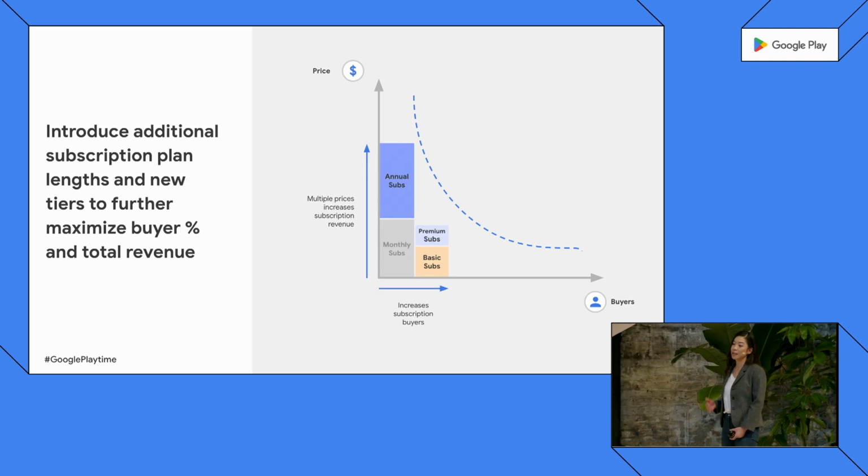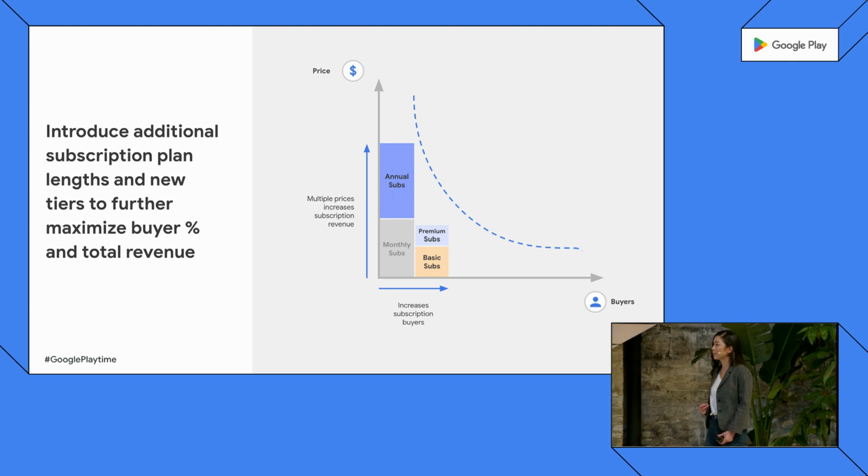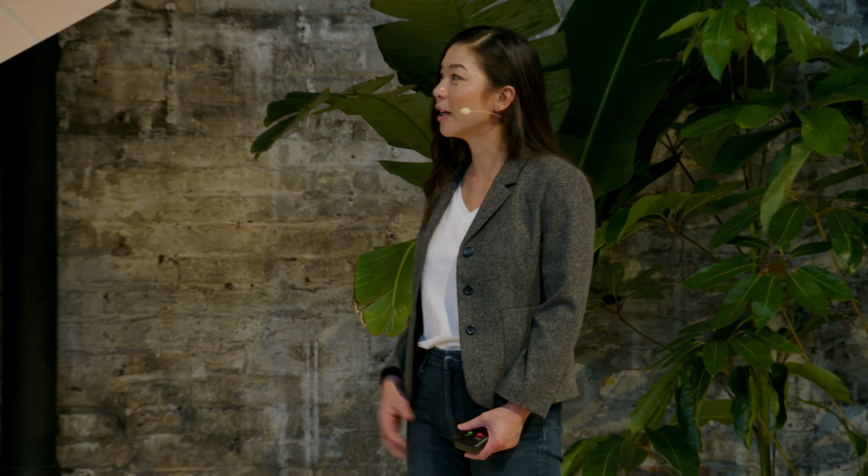So you can boost the number of buyers and total revenue by introducing new access tiers, adding multiple subscription lanes at various price points. This actually may be current state for many of you, but should we stop here? Or is there an opportunity to continue to fill in the remaining area under the demand curve?